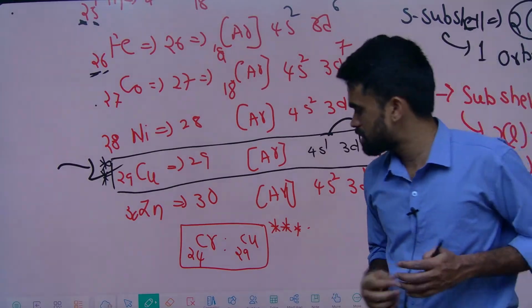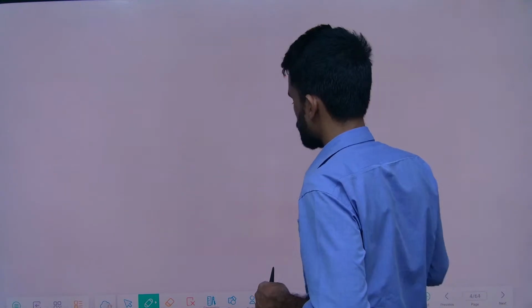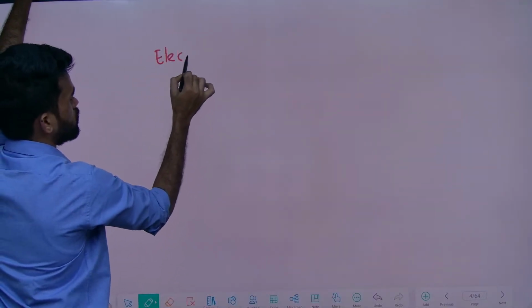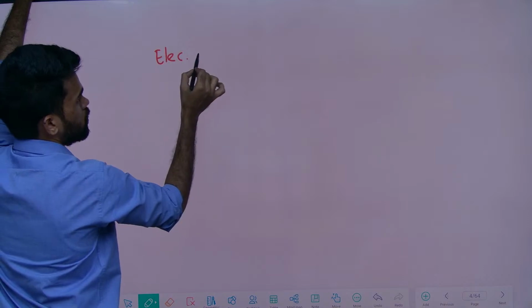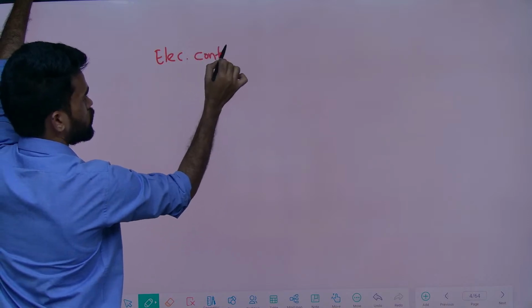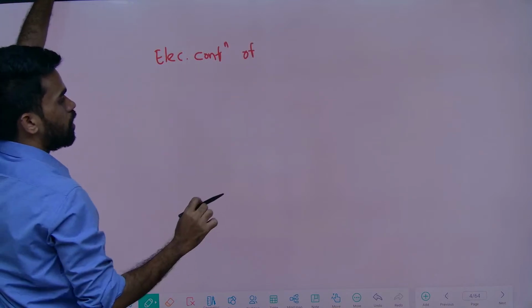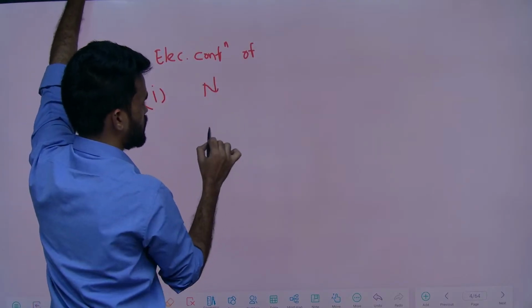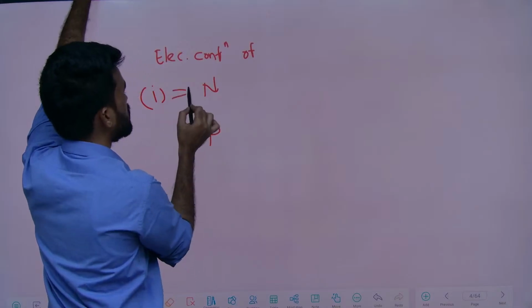Now let us make some questions on this. Firstly, let me ask you some random elements in their electronic configuration. Write the electronic configuration of nitrogen and phosphorus. So how can you write this?